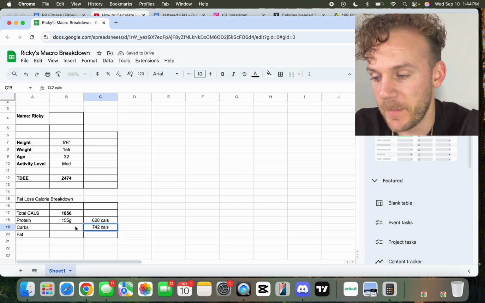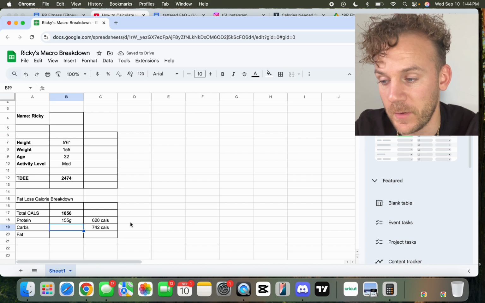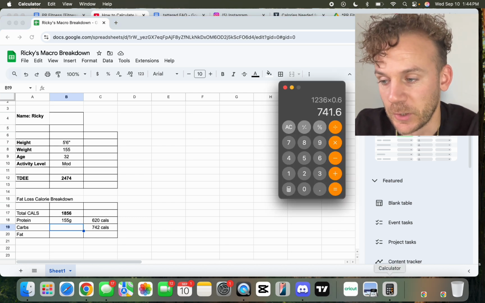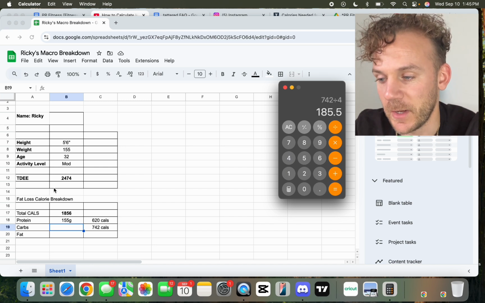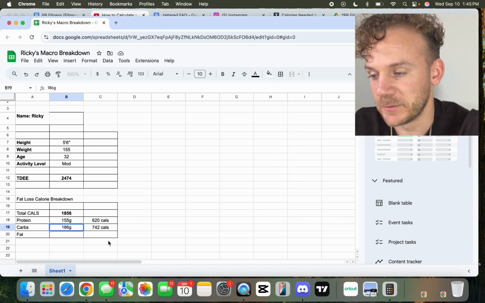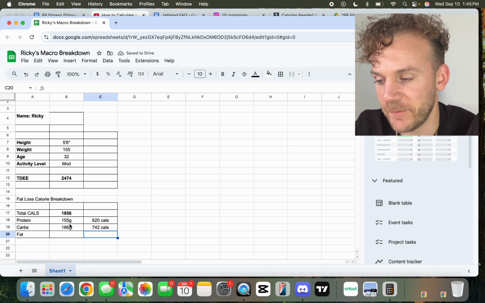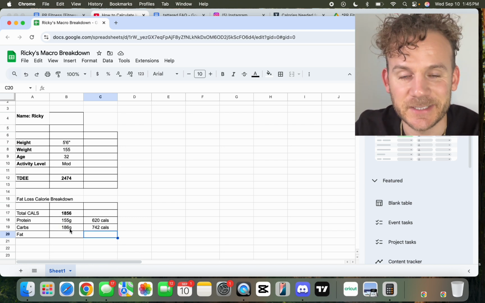Now, if you remember, carbs are also 4 calories per 1 gram of carbs. So again, this is very simple math. Again, we're going to take 742 and we're going to divide it by 4. And that's going to give us 185. I'm going to round up to 186 grams of carbs. Okay. So far we have 155 grams of protein and 186 grams of carbs.